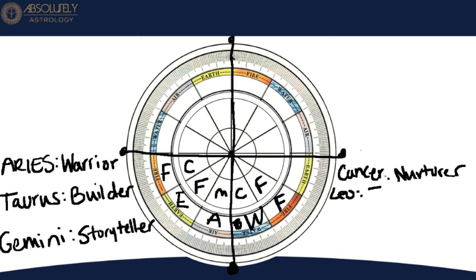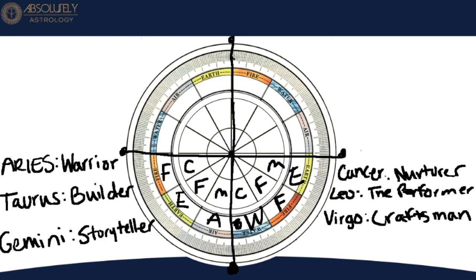We have Leo, the performer. And over here, we have Earth and the mutable. And that is the sign Virgo. This is known as the craftsman.